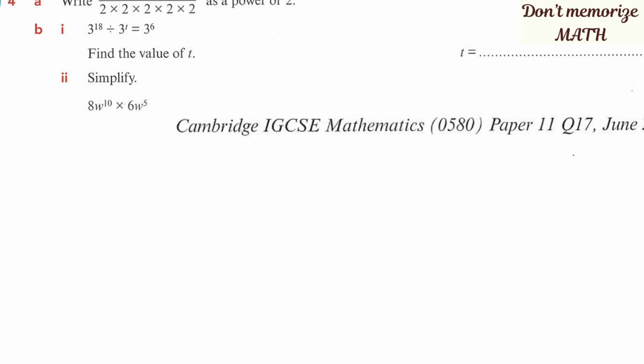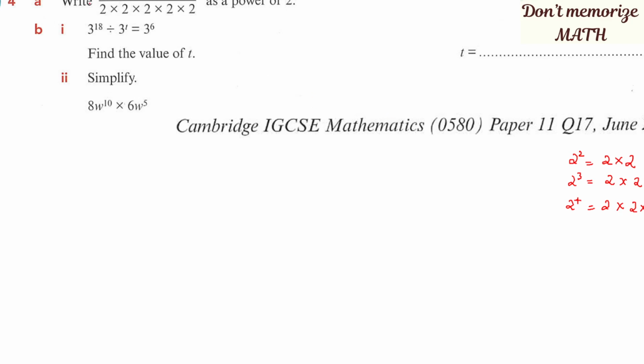Before starting, just see what is 2 square. 2 square is 2 times 2, right? We are multiplying 2 two times. 2 cube is 2 multiplied 3 times. 2 power 4 is 2 multiplied 4 times. Then only it will become 4.